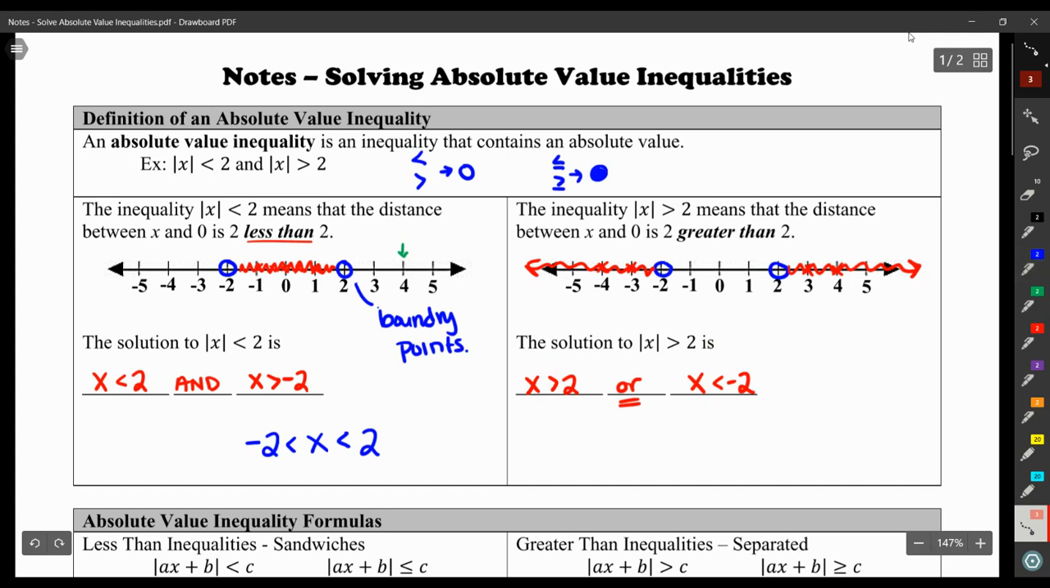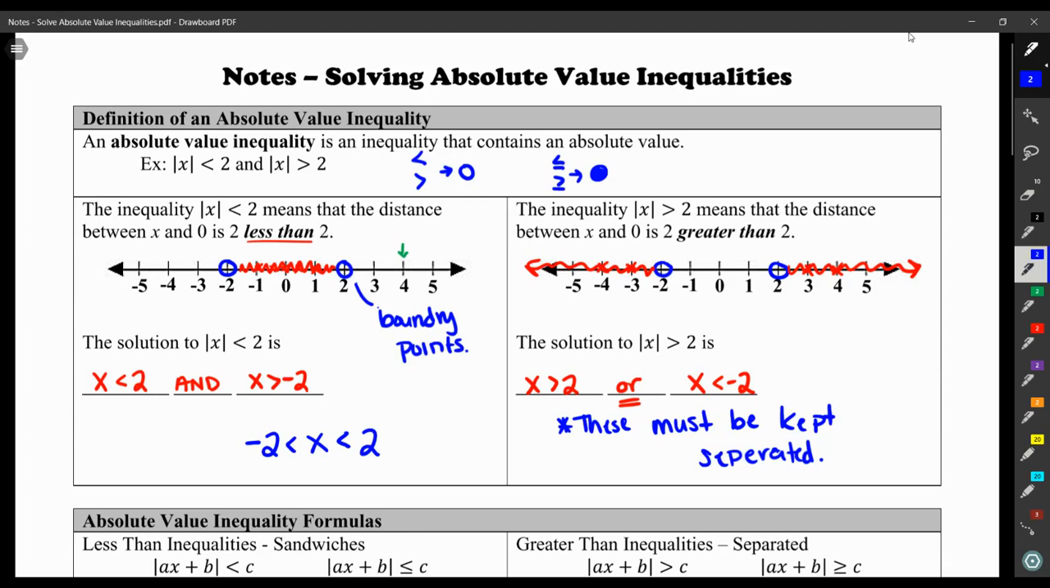If you try to pick something like 1, let's say, 1 is a solution to neither. 1 is not greater than 2, and 1 is not less than negative 2. So 1 is not a solution. Now, this one cannot be combined. These must be kept separated. You can't combine this into a single inequality because these shades don't overlap. So now let's get into some examples.